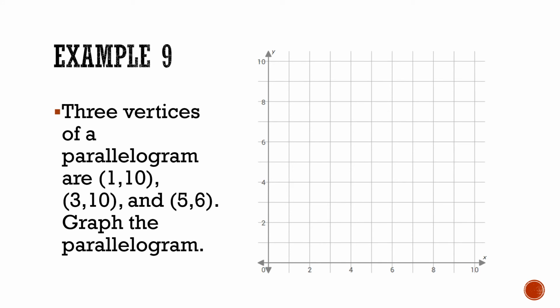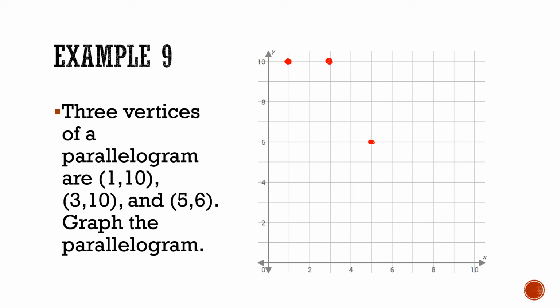Okay, so it's giving us 3 vertices of the parallelogram. So at 1, 10, so over 1 and up 10. 3, 10, so over 3 and up 10. And 5, 6, so over 5 and up 6. And we're looking for where that fourth point would be.